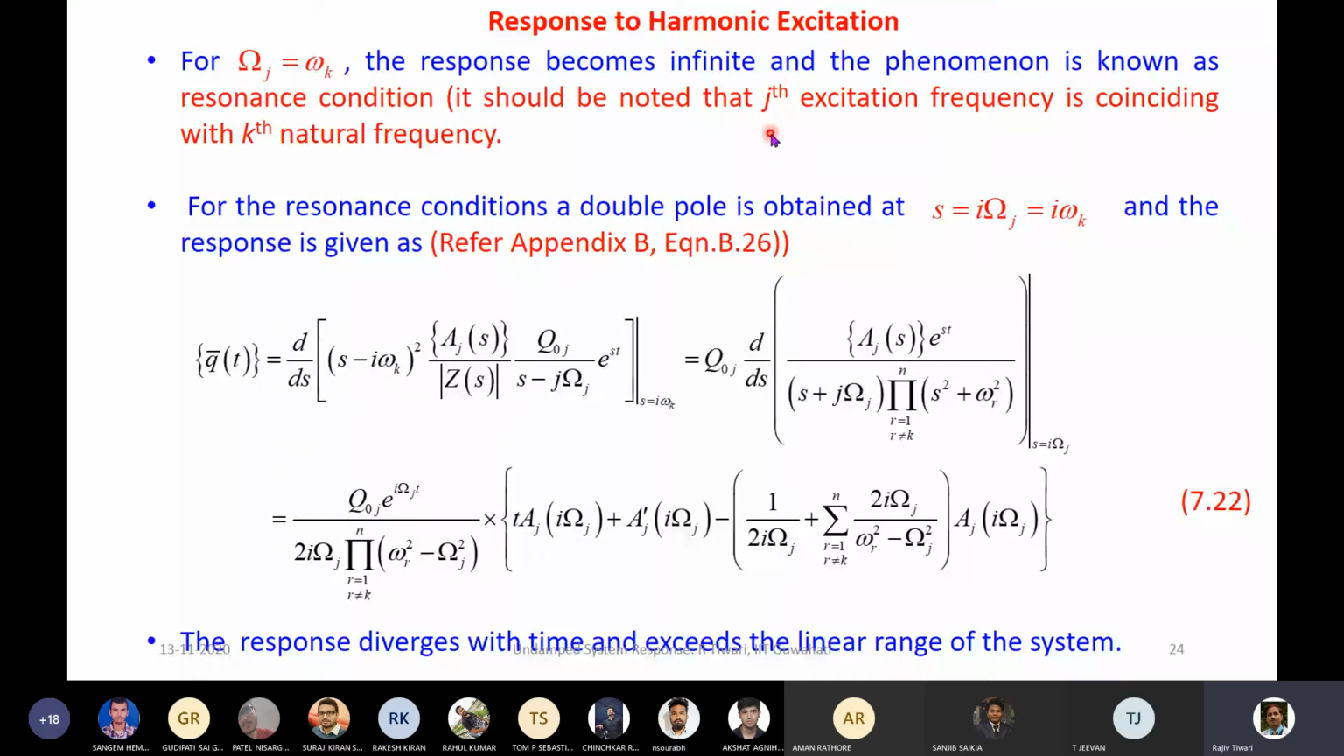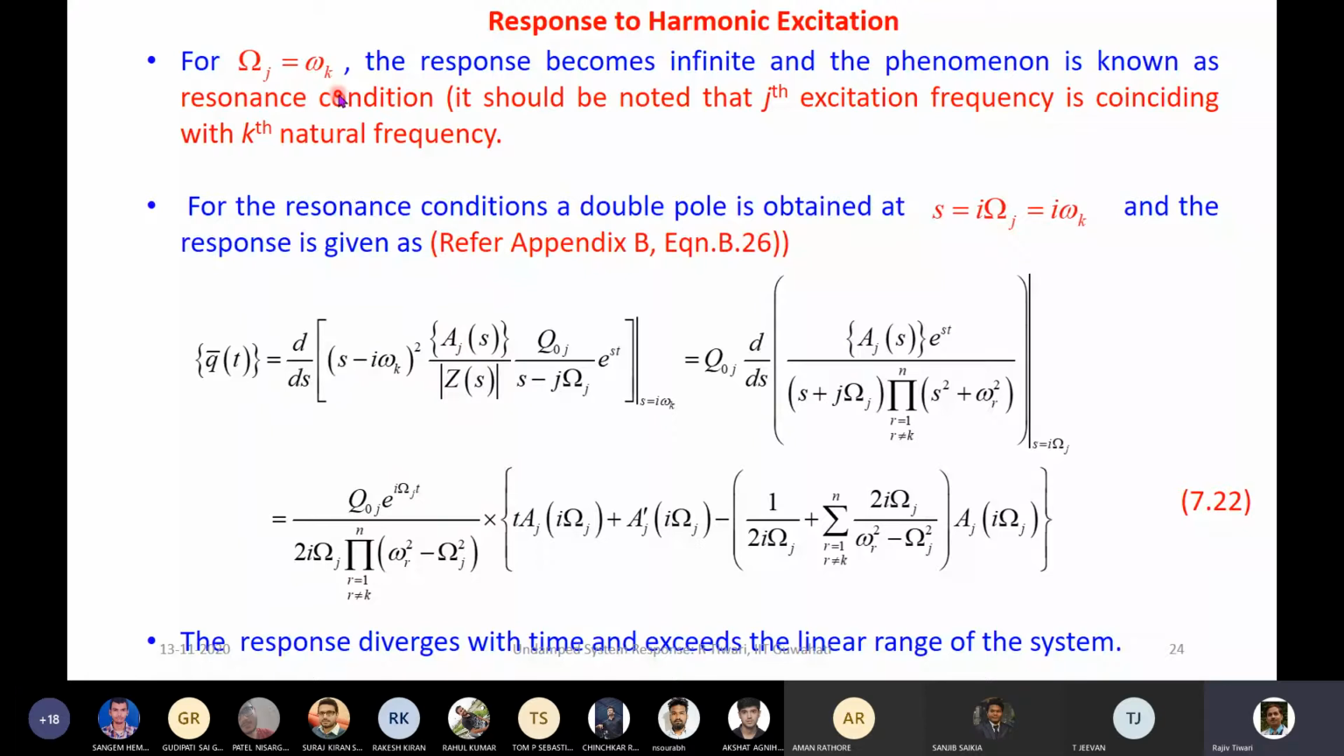So here you can see that there are n number of excitation frequencies and n number of natural frequencies. If the jth excitation frequency coincides with the kth natural frequency, any such combination will give resonance. So we have taken one representative jth excitation frequency which coincides with the kth natural frequency, and because of that, resonance is taking place.